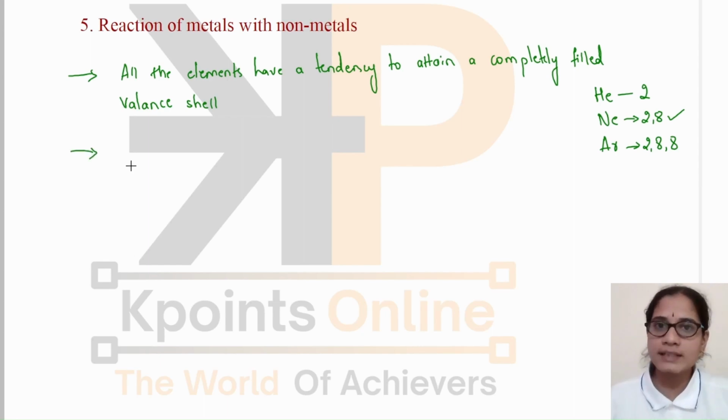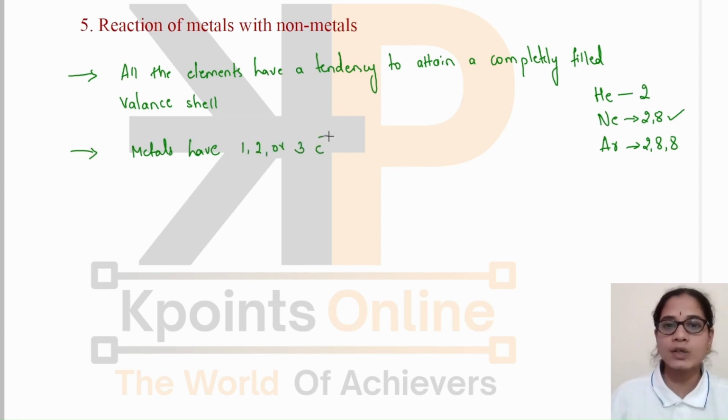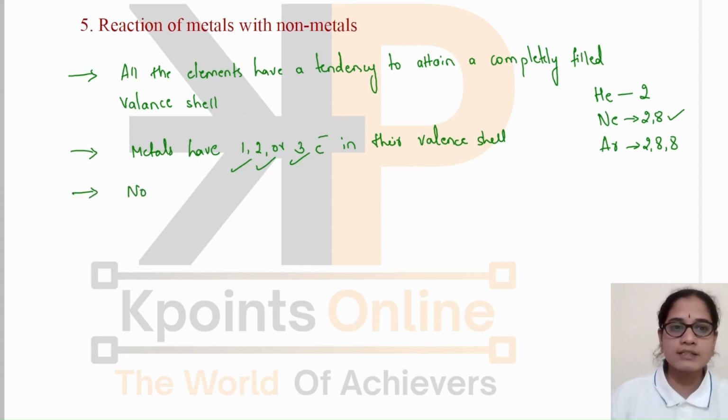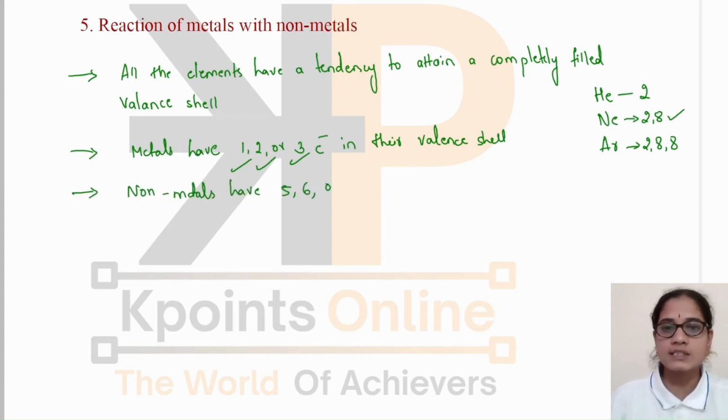Other elements do not have a complete valence shell, because of which they always have a tendency to attain a completely filled valence shell. Let us have a look at the metals. Metals have either 1, 2 or 3 electrons in their valence shell. So it is easy for them to lose those electrons in order to attain the completely filled valence shell.